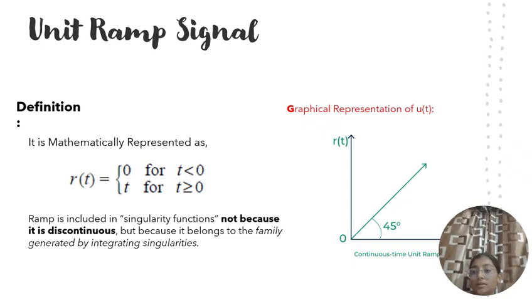It is included under singularity functions not because it is discontinuous, but because it is obtained by integrating the unit step function. On integrating the unit step function, we get the ramp function. The ramp function models situations where an input increases steadily, like a voltage that linearly rises over time instead of suddenly jumping.